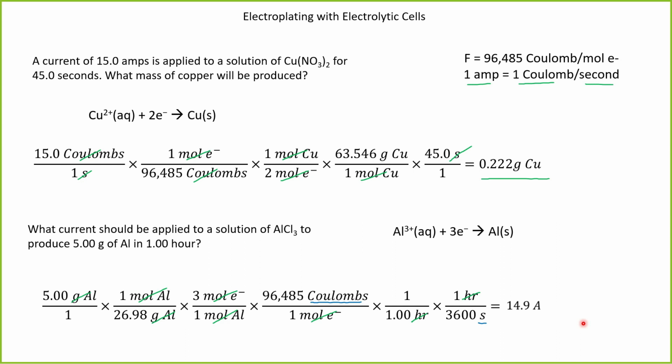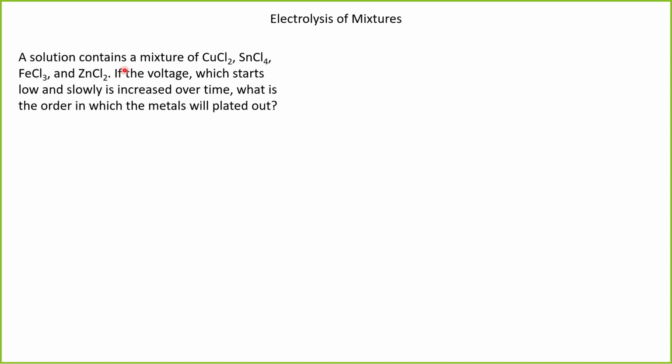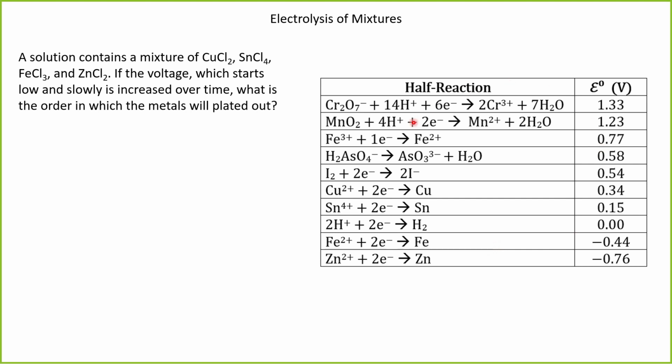Next, let's talk about electroplating a mixture. So this problem reads, a solution contains a mixture of copper chloride, tin chloride, iron chloride, and zinc chloride. If the voltage starts low and slowly increases over time, what is the order in which the metals will plate out? Well, using our table here on the right, let's first pull out all the half reactions for each of these metals.